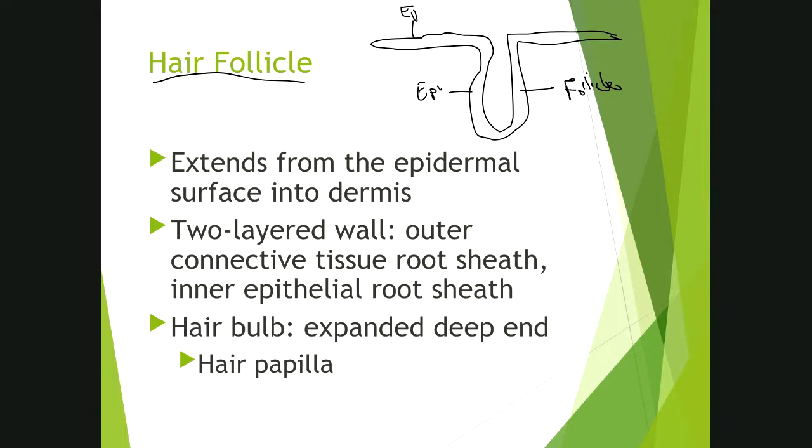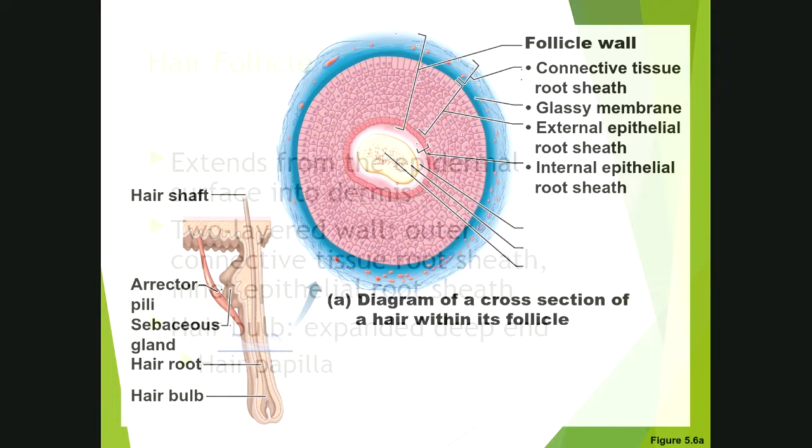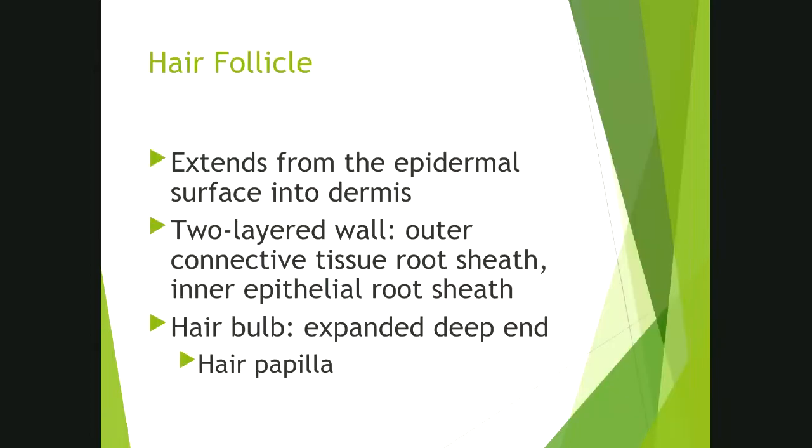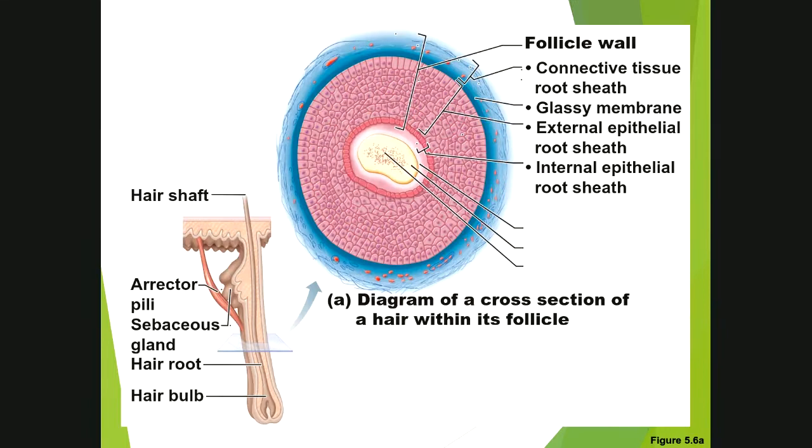Well, when we look at the follicle, it looks like this. And you can see two different layers in here as well. There's one layer here and one layer here. So we have what's called an external epithelial root sheath and an internal epithelial root sheath. And then there's an extra layer around the outside, and that is made out of connective tissue.